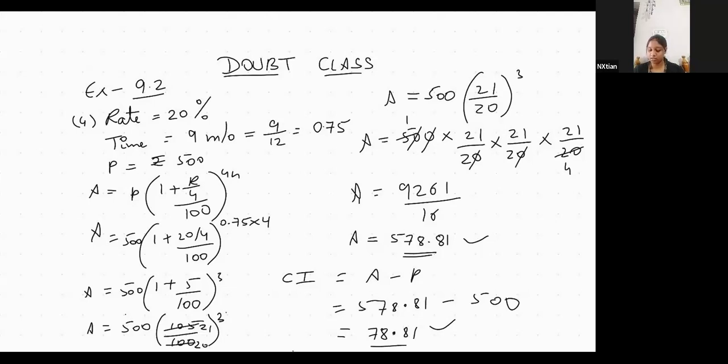Ma'am, it'll be raised to the power 4 or 3 again? Raised to the power 3. Yes, because it's quarterly. Look over here, I have done it over here. See, 9 months, we make it 0.75. The rate is 20%, so you divide 20 by 4 and it becomes 5%.